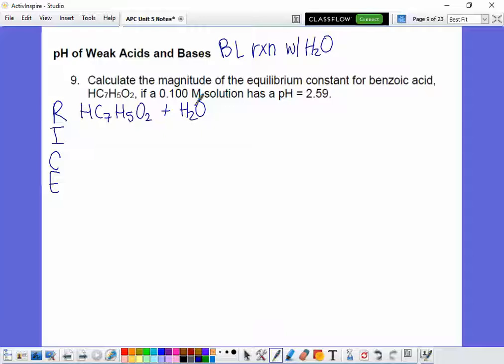But how do you know that? Because of the pH. Notice that the pH is less than 7. So that means that this solution is acidic. Now, how do we know that this is a weak acid? Other than the fact that we're doing pH of weak acids and bases, how do we know this is a weak acid? It's an organic acid. It's got that carbon. Again, what if you didn't know the formula of it? How would you know it's a weak acid?